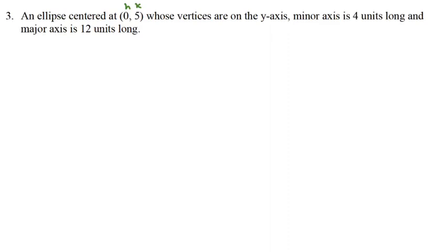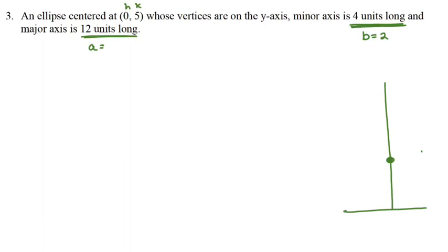So if I sketch an ellipse with a center at 0, 5, we're told that the minor axis is 4 units long, which means this. B, the variable in the equation for an ellipse, is half the length of the minor axis. So B is 2, and the major axis is 12 units long. That means A, the number under the denominator as well, is 6. A is always half the length of the major axis.